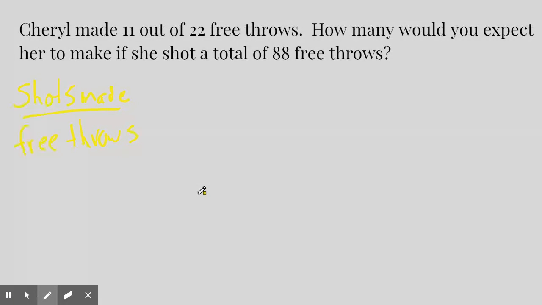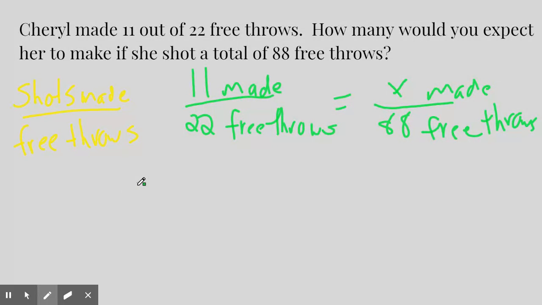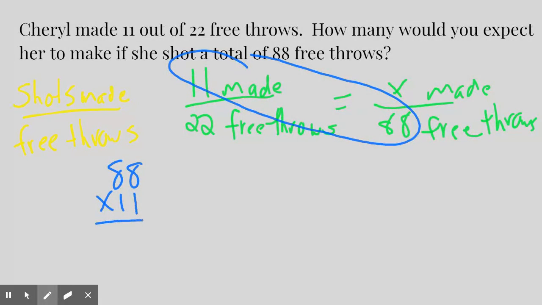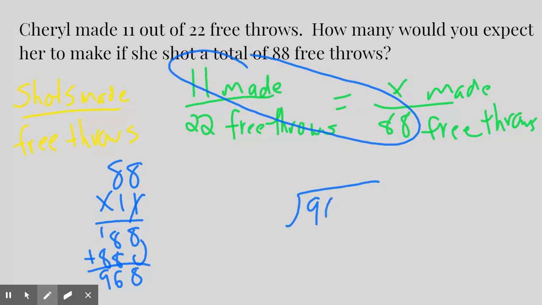So go ahead, take a moment using this word ratio and set up your proportion, and you'll check your work with mine. All right, so hopefully you set your proportion to look something like mine. I shortened my labels a little bit just because I don't have that much room. Okay, so we have shots made out of the free throws total. Okay, so my next step, since I have this all set up, is to cross multiply. So I know that 11 and 88 are in the diagonal, so I'm going to multiply those. And I get 968, so that needs to go underneath my division sign.